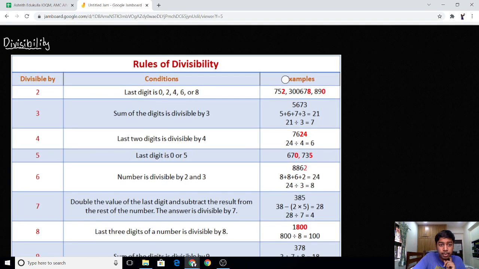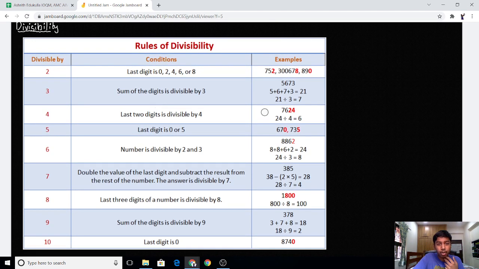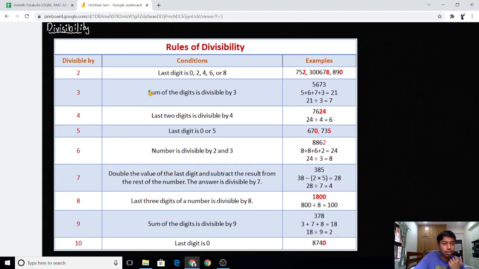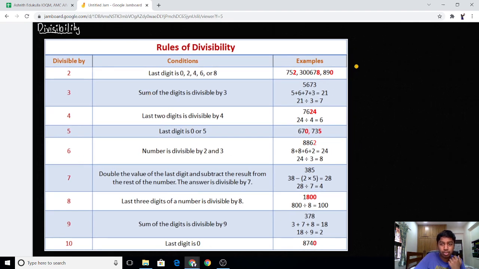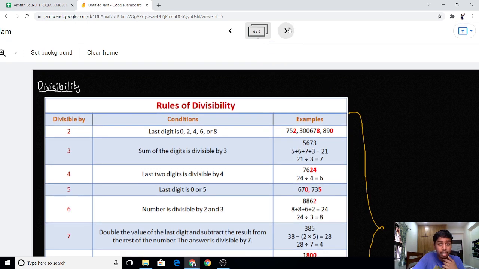So divisibility. These are some divisibility rules that I've just copy pasted. If you're having a problem in any of these, this is just a concept you learn in 4th or 5th grade. So you can just go through these concepts I have given for the notes purpose. You can go through this in your free time or after the class, or you can pause it right now.